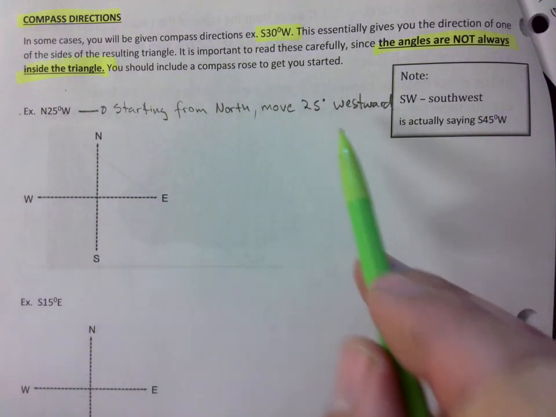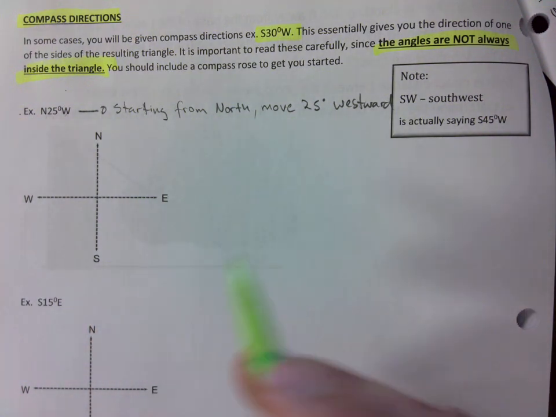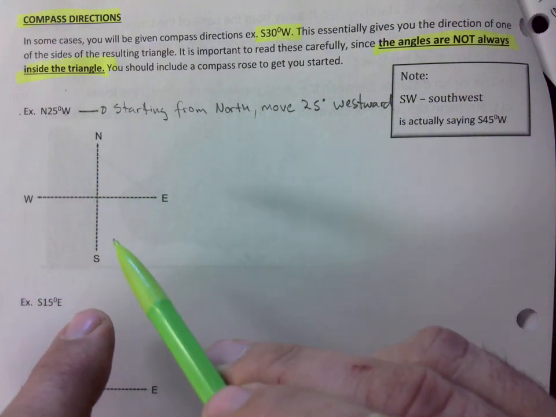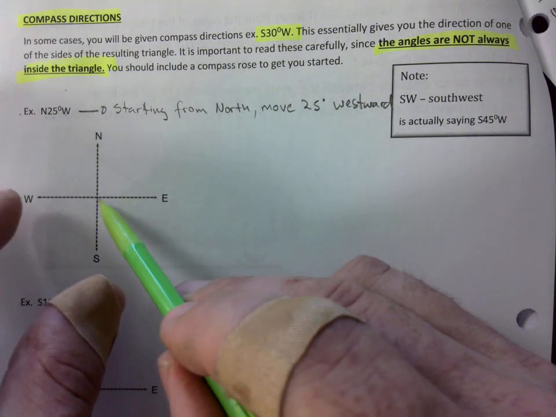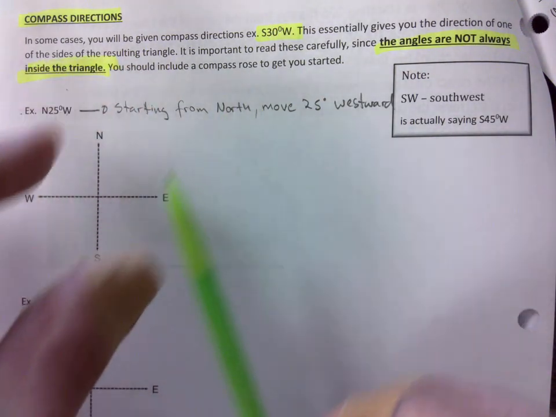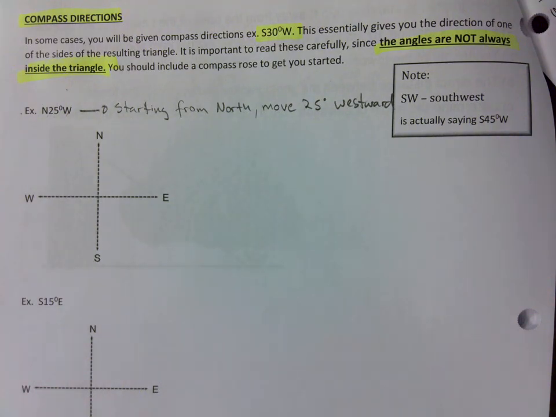Starting from north, move 25 degrees westward. Okay, guys? So, how is this going to work? This follows you wherever you go, technically. Every time you walk somewhere, this is like on you. It's almost like a target. And every time you go somewhere, there's always north, east, west, south.